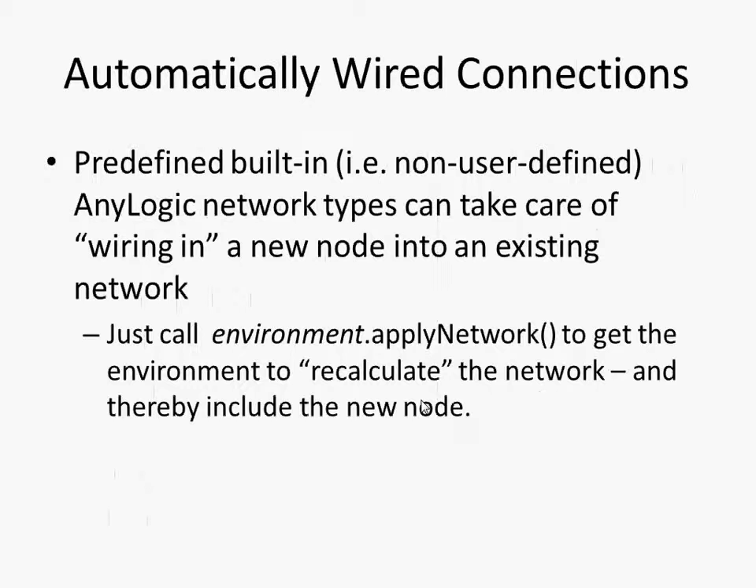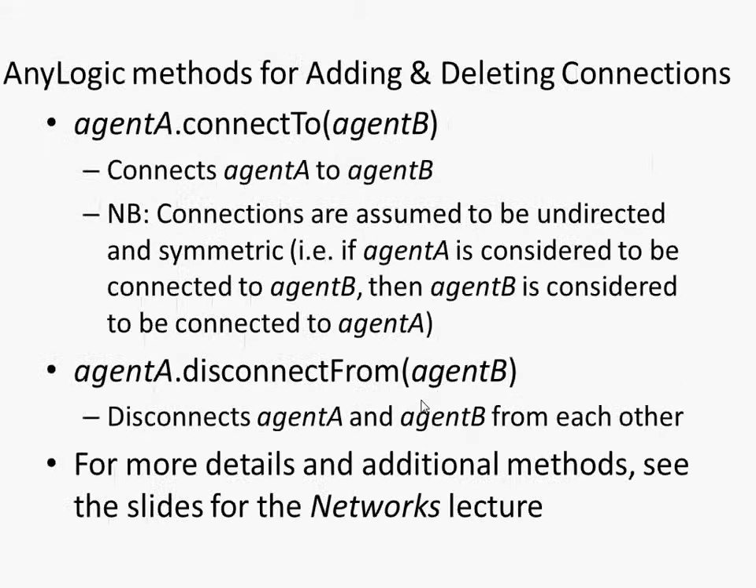AnyLogic, this is a great thing. AnyLogic provides a thing called environment.applyNetwork, which allows you to recalculate a network in a way that, for example, can include a new node or have a node deleted. So we could, for example, add a node into a network and then say apply network, and it will wire that person up. I will show an example of that just before our break here, and then we'll finish up.